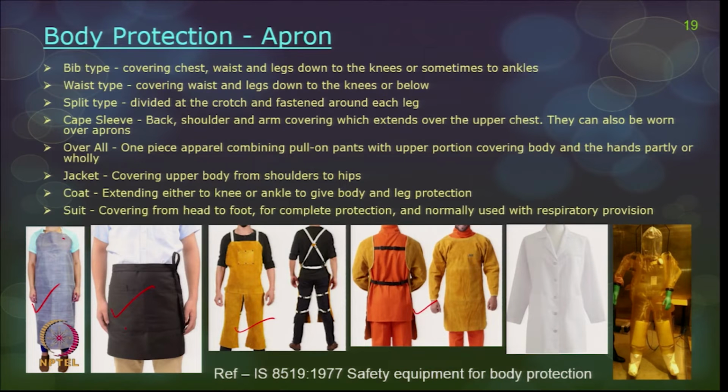The next is jacket. I think jacket is known to many of you. So, it covers upper body from shoulders to hips. The next is coat. So, this is a picture of the coat. It extends either to knee level or ankle level to give the full body and leg protection as well. The next is suit. Suit is generally a covering from head to foot, and generally the suit also has respiratory protection embedded with, okay.